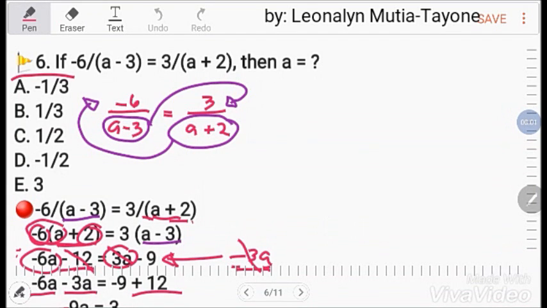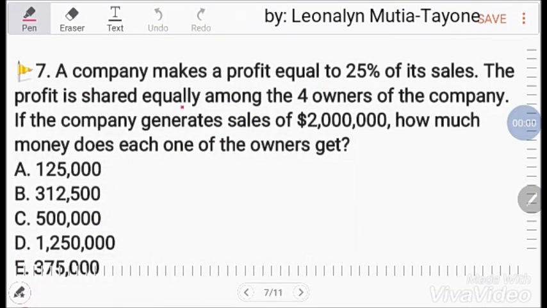So, the answer is letter A. Next, a company makes a profit equal to 25% of its sales. The profit is shared equally among the 4 owners of the company. If the company generates sales of $2 million, how much money does each of the owners get?